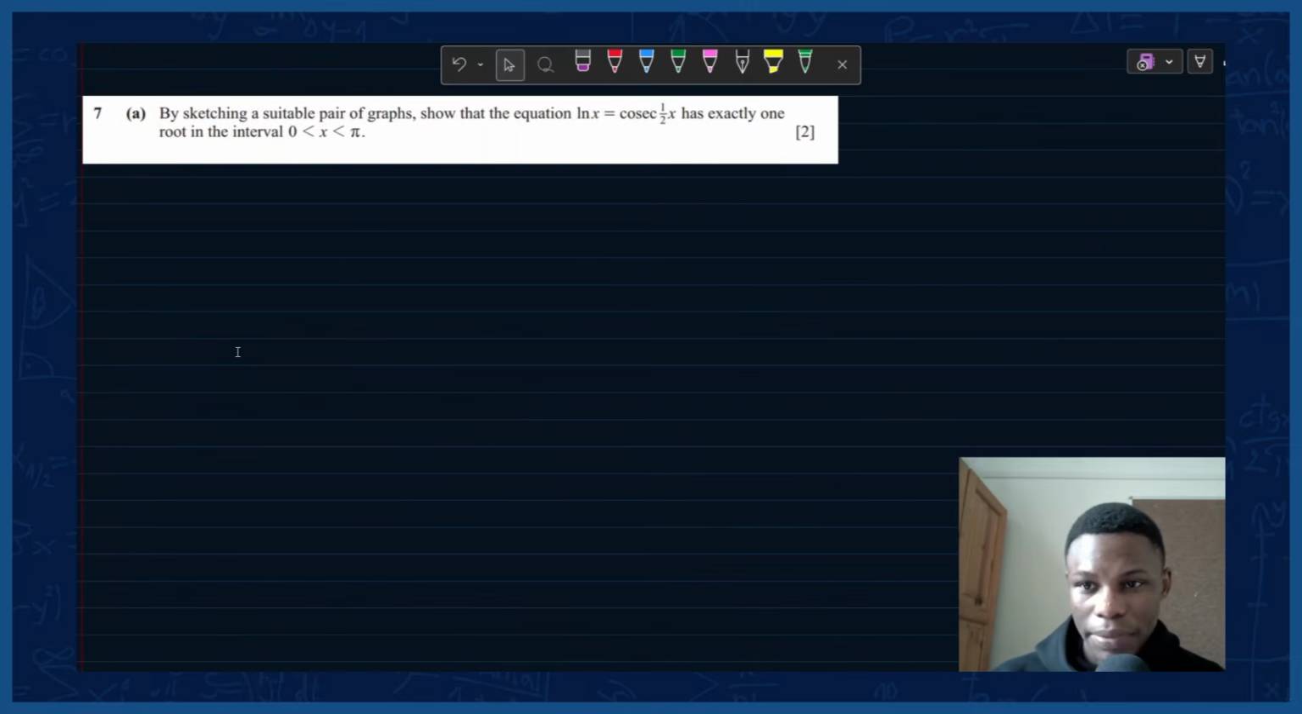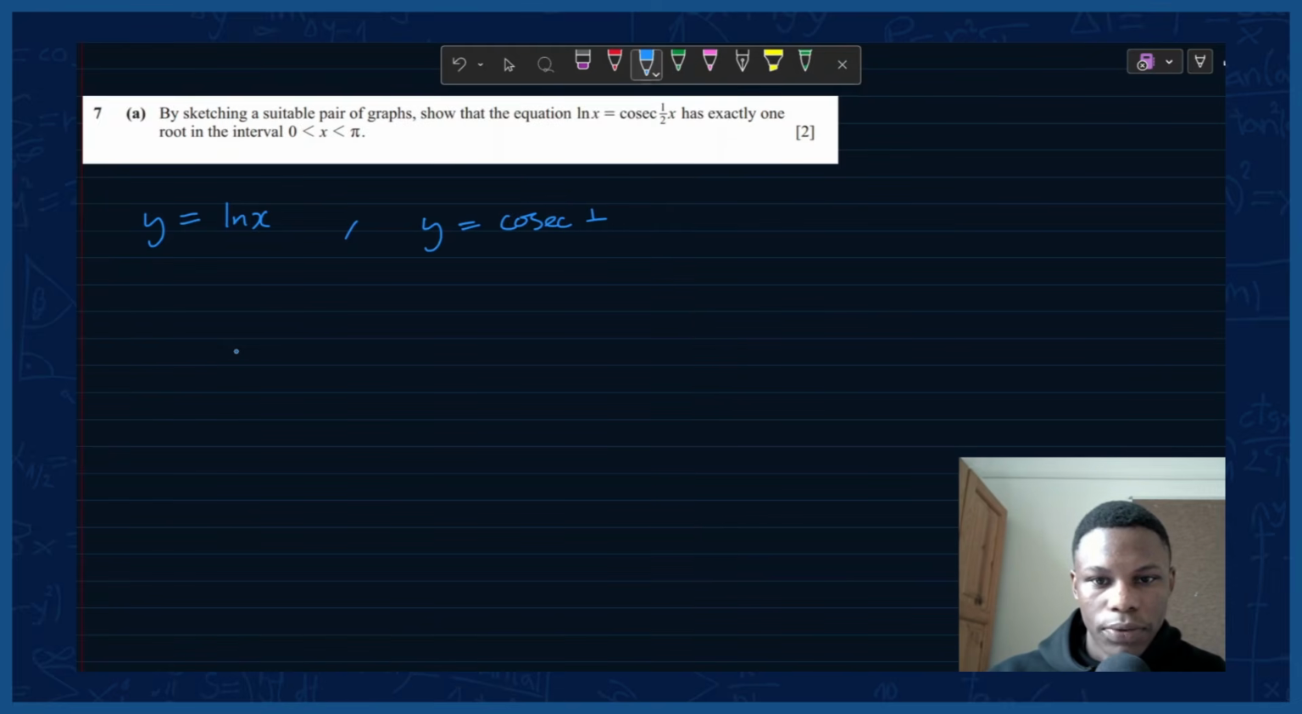Question number 7, part A. By sketching a suitable pair of graphs, show that the equation ln x is equal to cosec half x has exactly one root in the interval x is between 0 and pi. Okay. We have to draw two graphs. So the two graphs we're going to have to draw are y is equal to ln x and y is equal to cosec 1 over 2x.